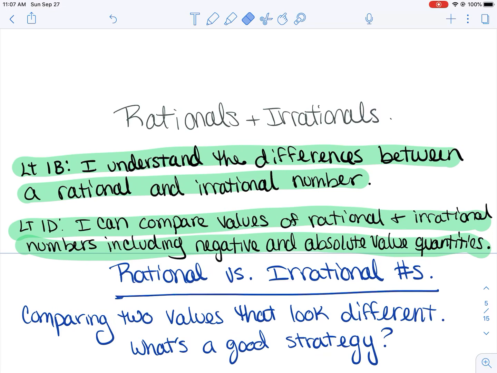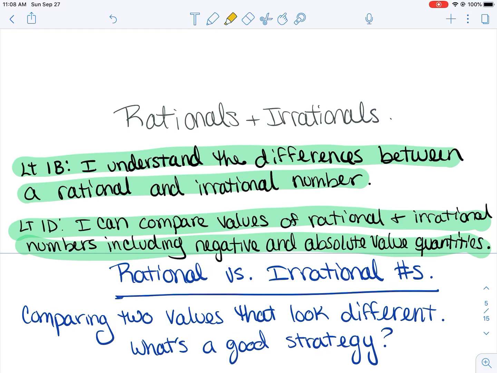Your learning targets for this video are 1B, I understand the differences between a rational and irrational number, and 1D, I can compare values of rational and irrational numbers, including negatives and absolute value quantities. So let's talk about rational and irrational numbers. We briefly looked at them in the last video.